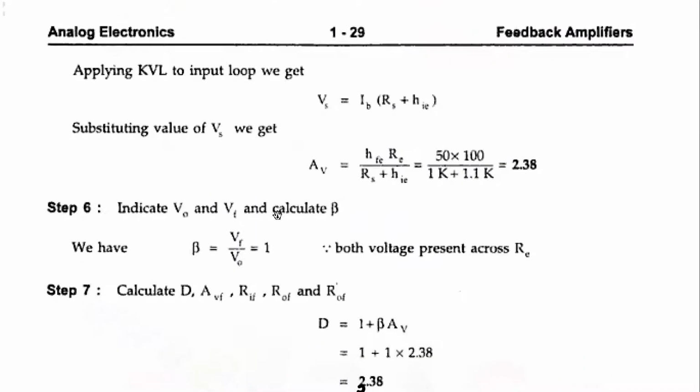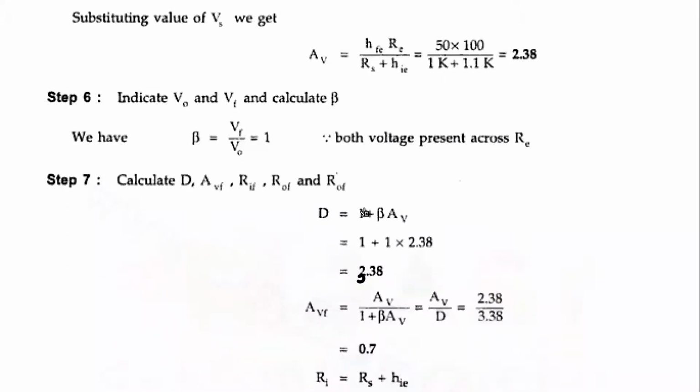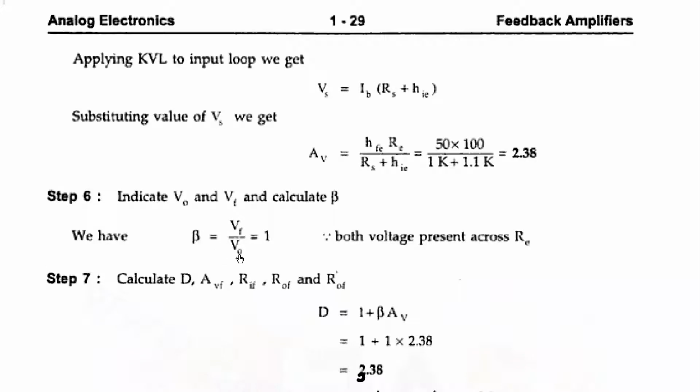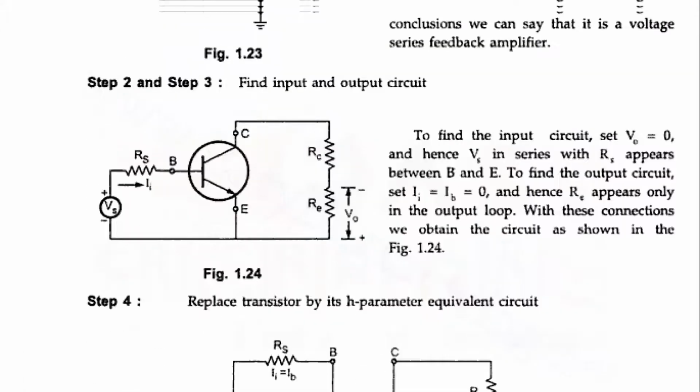The output signal is simply equal to the feedback signal, right? So V naught is equal to Vf for this circuit. That is the reason beta is equal to 1. Anyway, let us go for the remaining steps.